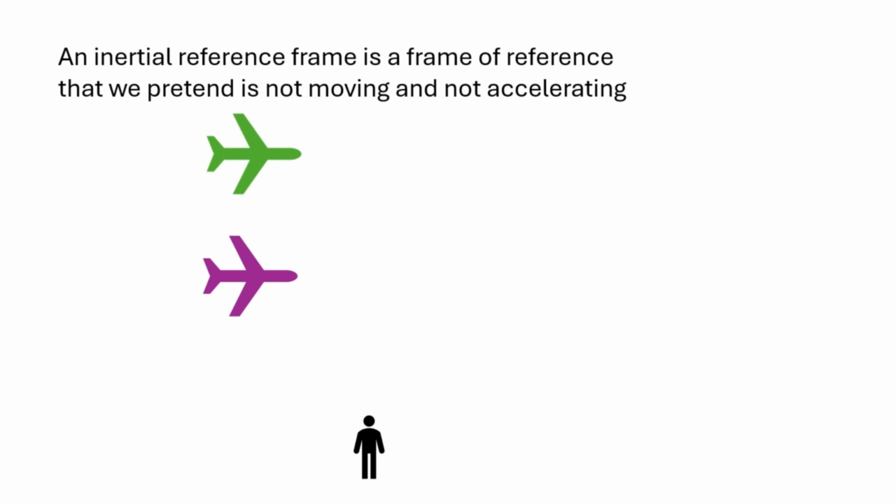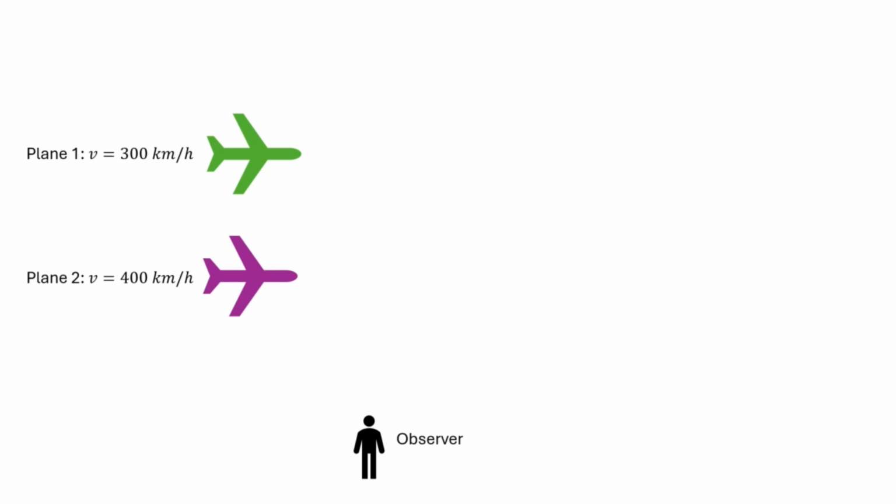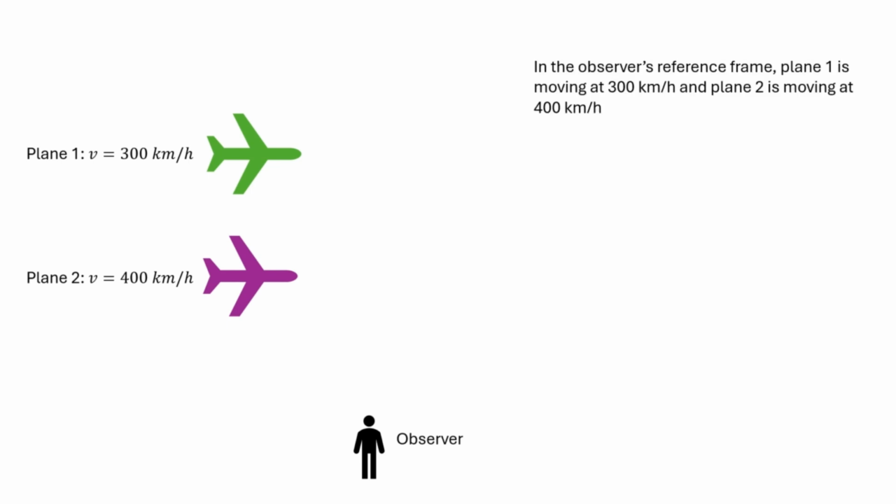An inertial reference frame is just the frame of reference of an object, where we'll pretend it is not moving or accelerating. This is best described by an example. So consider the following scenario. An observer on the ground is stationary, while one plane is moving at 300 kilometers an hour and the other plane is moving at 400 kilometers an hour in the same direction. In the stationary observer's reference frame, the first plane is moving at 300 kilometers an hour and the second plane is moving at 400 kilometers an hour, as you would expect.